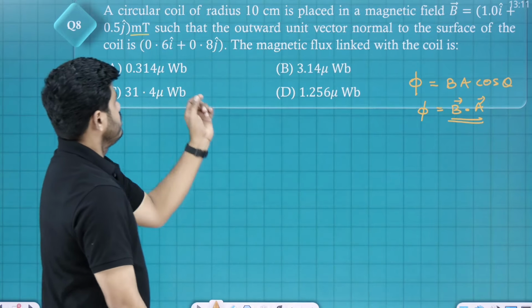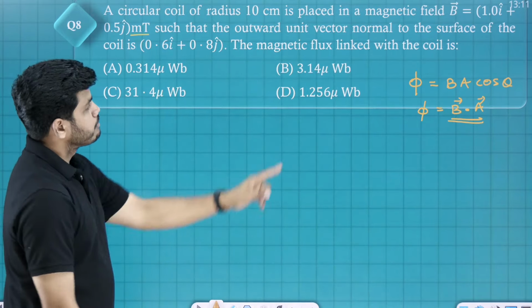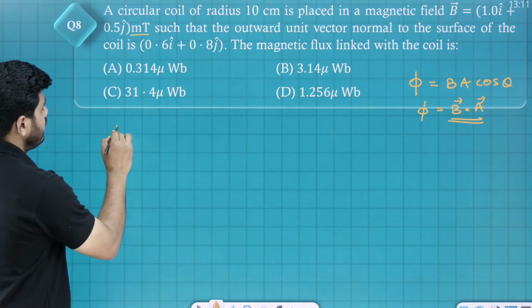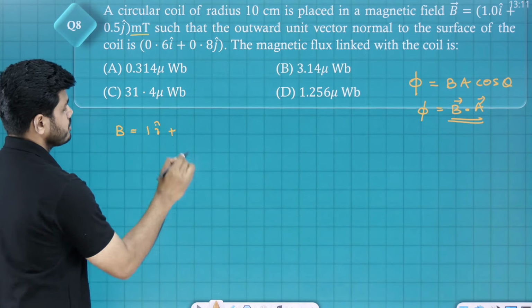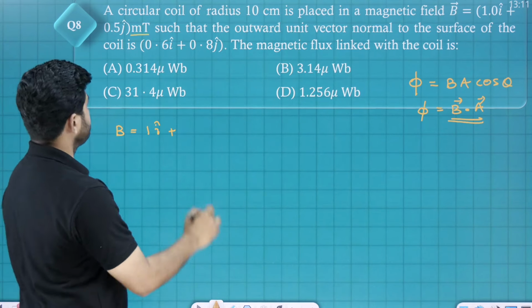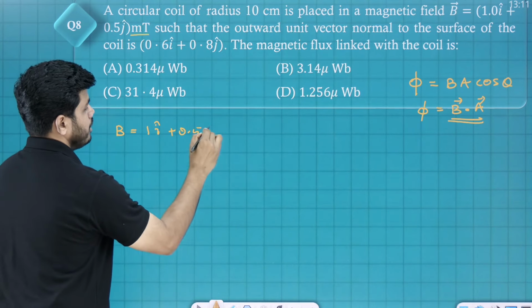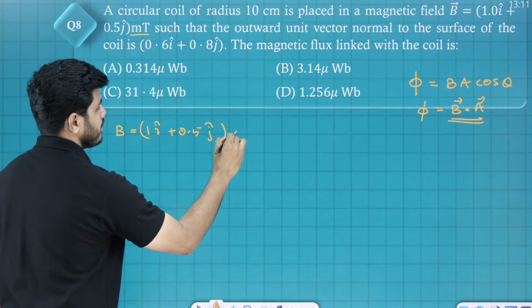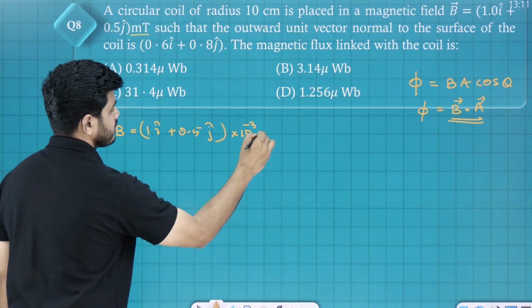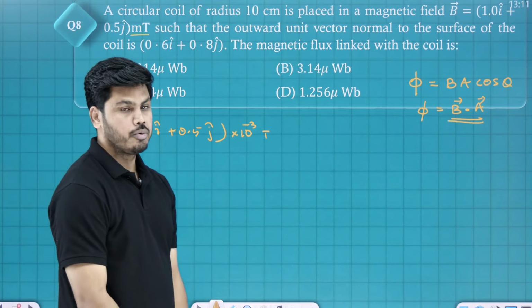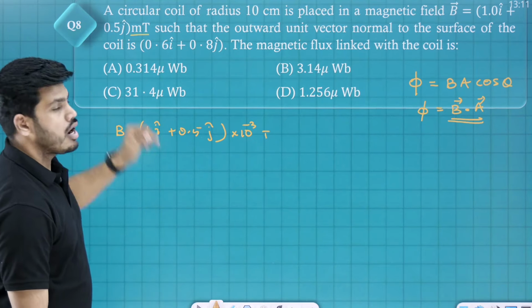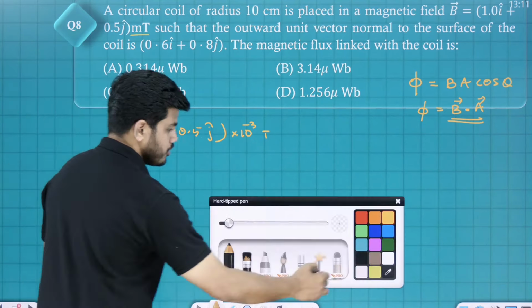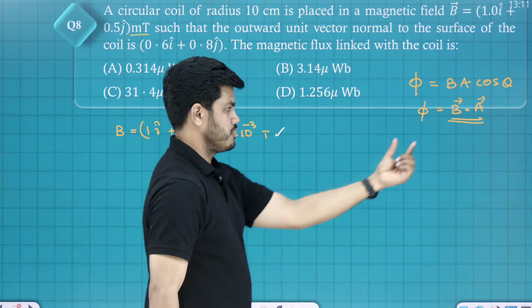Yes. So then we have to identify what B is. B is given directly: 1 i cap plus 0.5 j cap. But remember, it is millitesla, so into 10 raised to minus 3 Tesla. That conversion I told you. Now, your magnetic field is ready for substitution here.